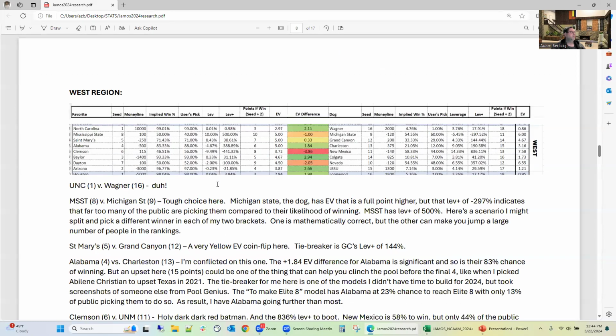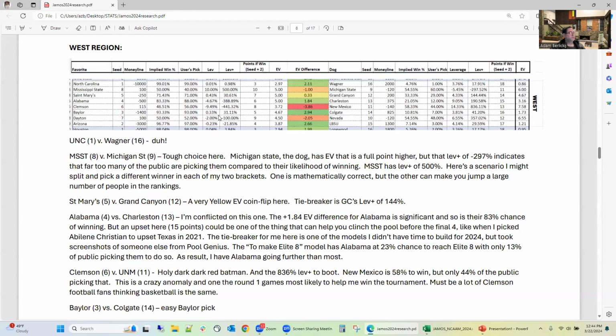Okay, let's move on to the West region. The most interesting game is Michigan State versus Mississippi State here. This is a tough choice. Michigan State is mathematically favored with the custom point scoring system, but they also have too high of a percentage of the public picking them than what seems reasonable. Like you have a 54% chance of winning, but 60% of the public is picking you.